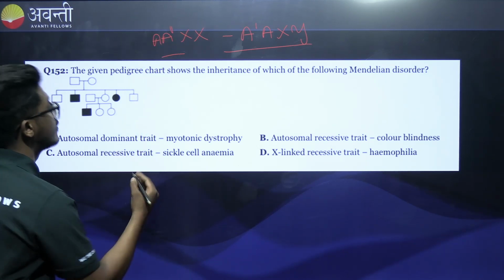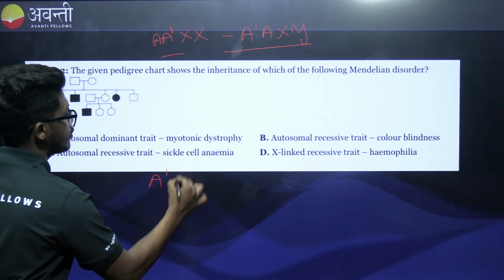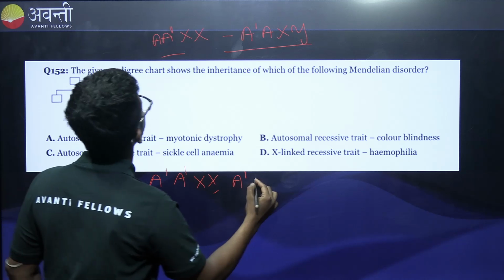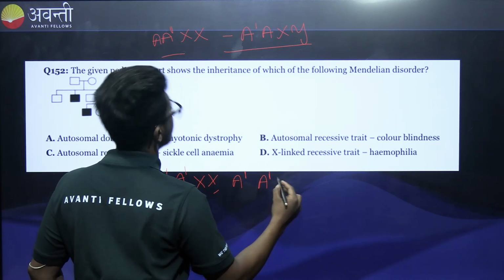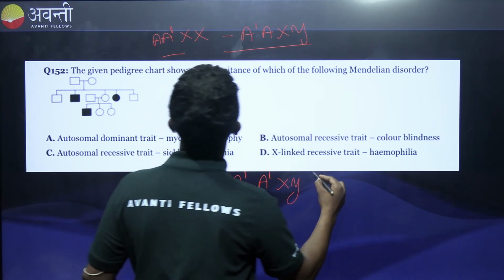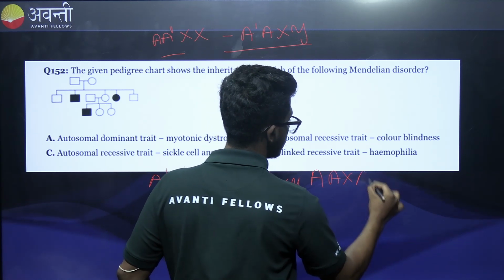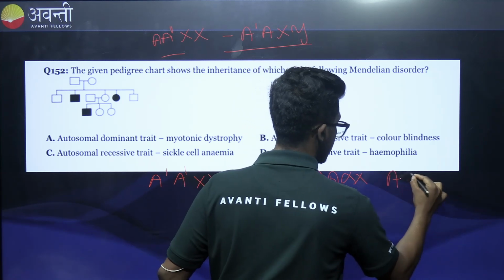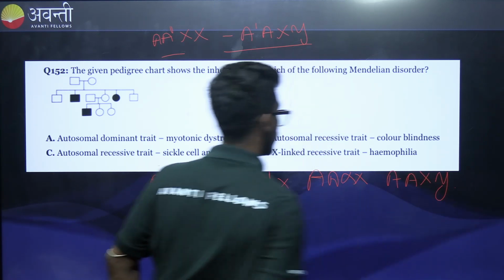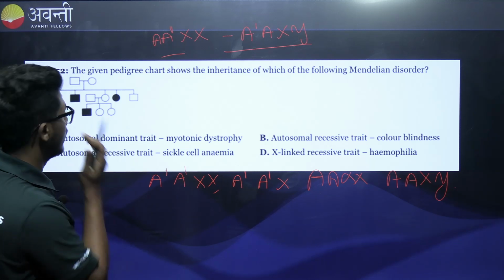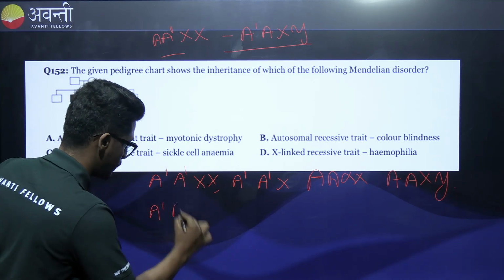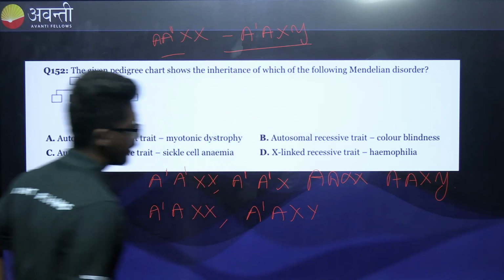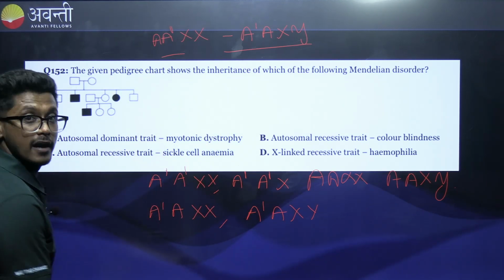So if you work out the pedigree chart, what do we get, students? We get AA XX, then we have AA XY, then AA XX and AA XY. So you can see here, according to the pedigree chart, who will be expressing?